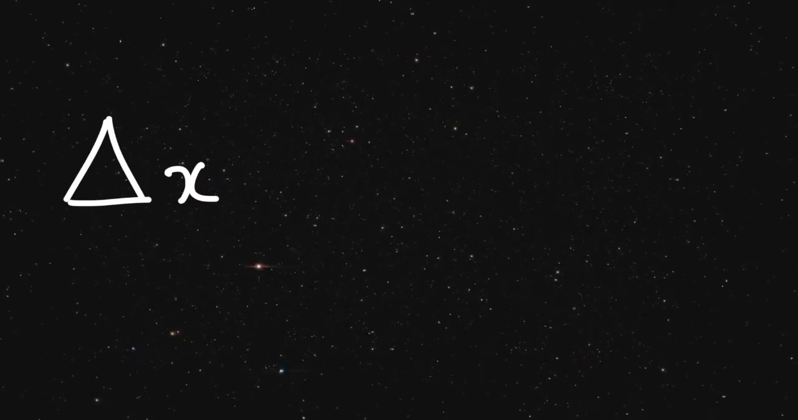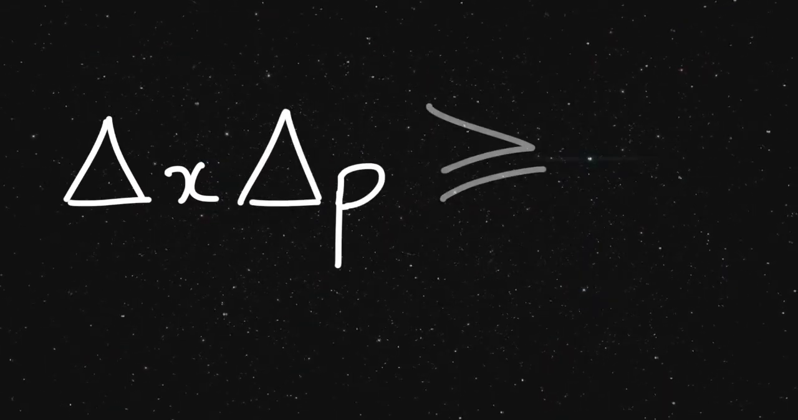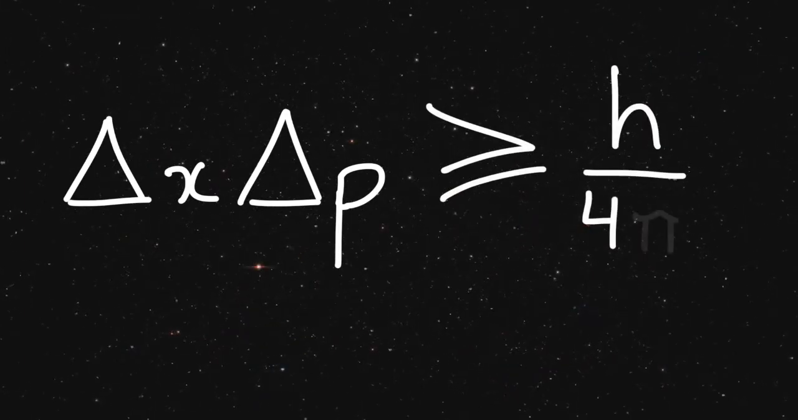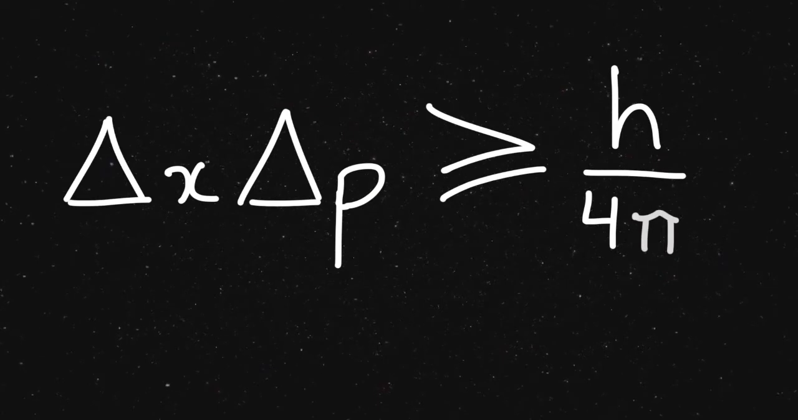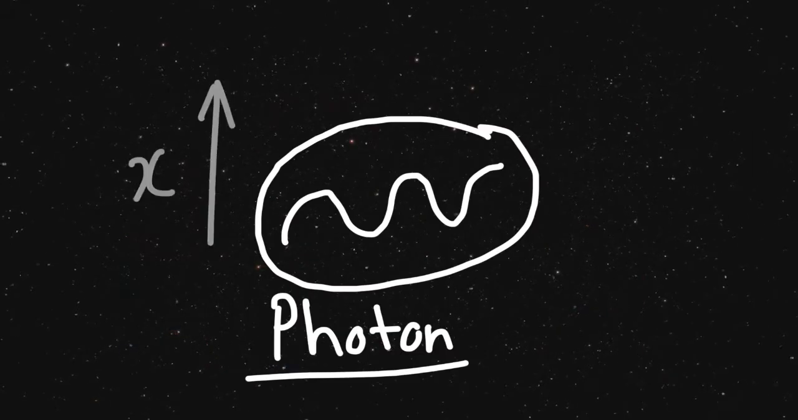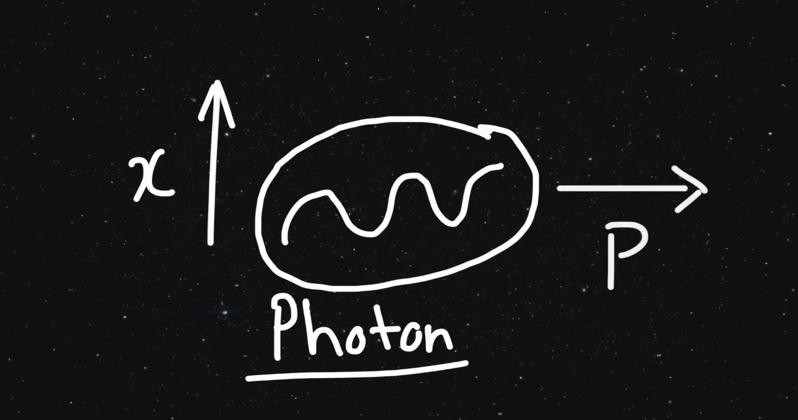We must begin with the equation that governs this principle, which is known as delta x multiplied by delta p is greater than or equal to Planck's constant divided by 4 multiplied by pi. Now, you must be wondering, what do all these variables even mean and what significance do they hold? Well, x is the position of a particle and p is the momentum it holds.